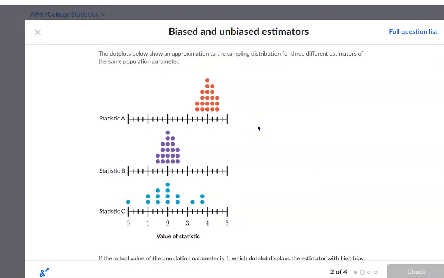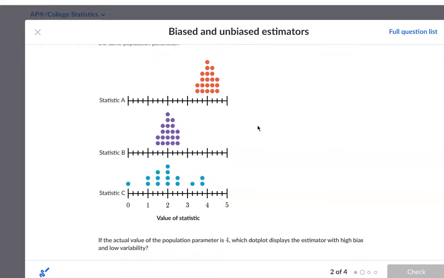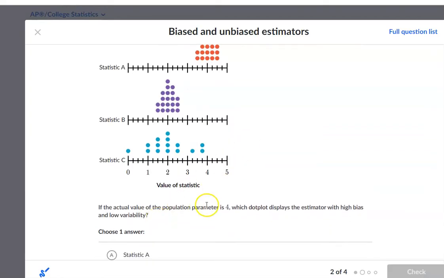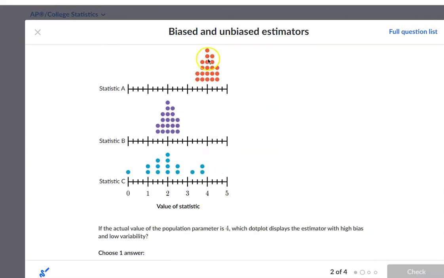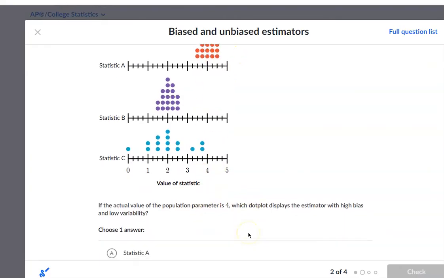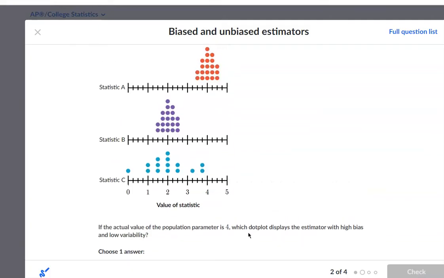All right, the dot plots below show an approximation for the sampling distribution for 3 different estimators, A, B, and C. If the actual population parameter is 4, which dot plot displays the estimator with high bias and low variability? So it's 4. We want high bias, which is not very accurate, but low variability. Take a look, see which one you think it is.